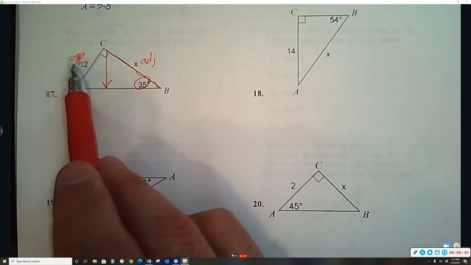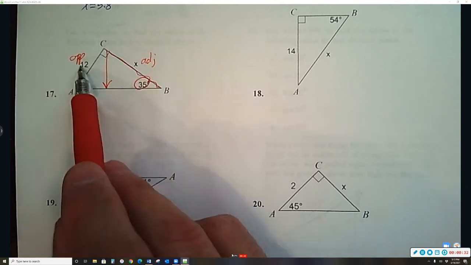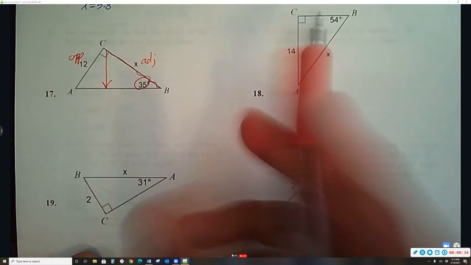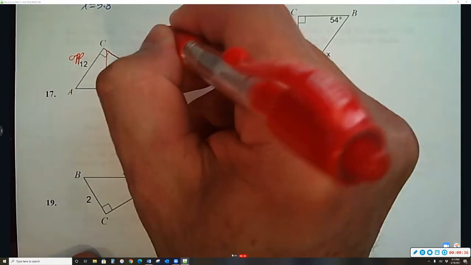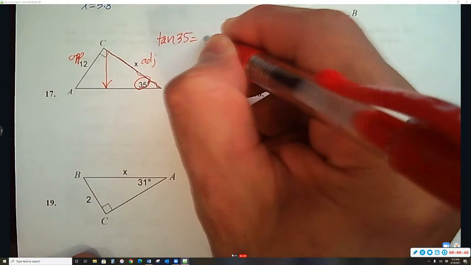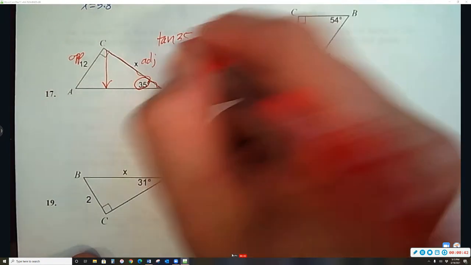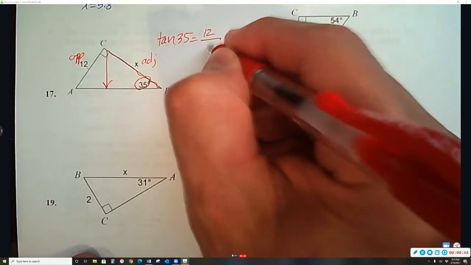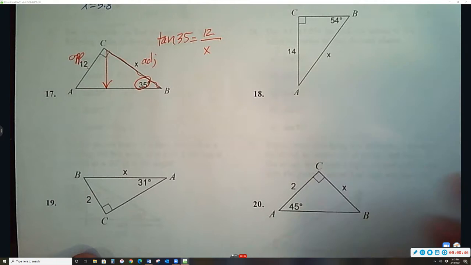And then we have opposite leg, we have the adjacent leg. That looks like tangent. So we know tangent of the angle 35 degrees is equal to the ratio opposite over adjacent. Okay.